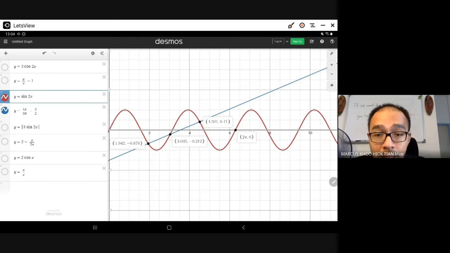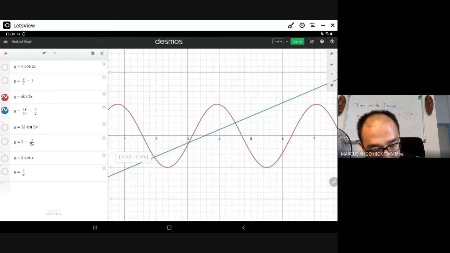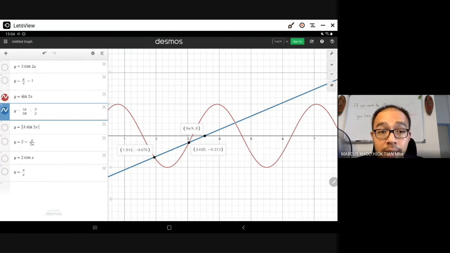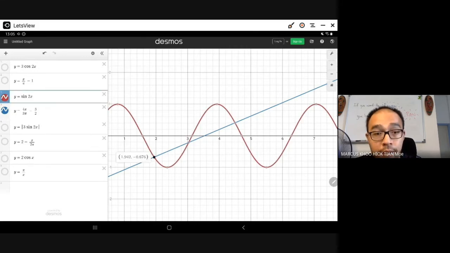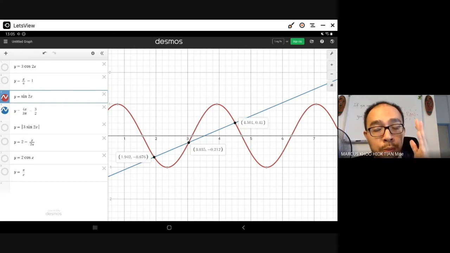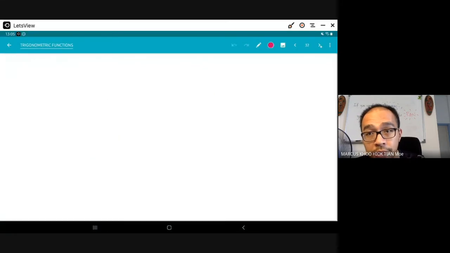We can even use Desmos to tell us the points where they intersect. Let me make this bigger for you to see. X equals 1.942. This is X equals 3.035. And the other one is X equals 4.501. But we will look at this in the next class. The important thing now is we want to know how many solutions there are by sketching first. We can use both methods to help us determine this. Let's move on to the second one.